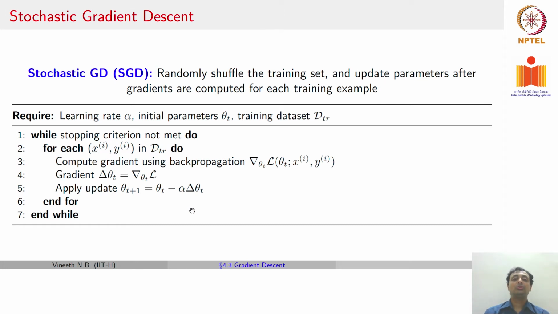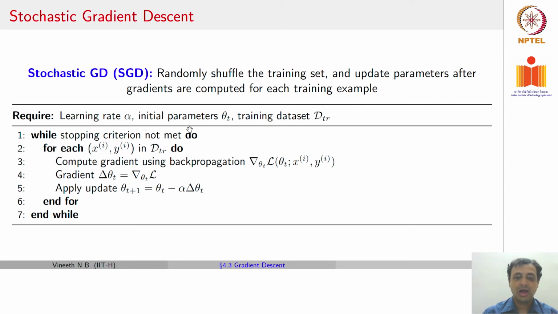That brings us to a very popular approach known as stochastic gradient descent. Stochastic gradient descent, or SGD, stands for you randomly shuffle your training data set and update your parameters after gradients are computed for each training example. So you randomly shuffle and pick one data point, forward propagate it, compute the error, compute the gradient, update all your parameters right away before propagating your next data point.